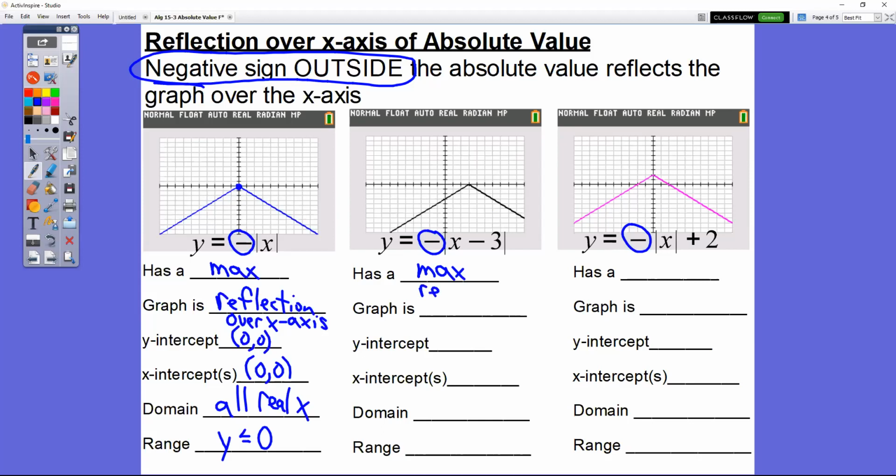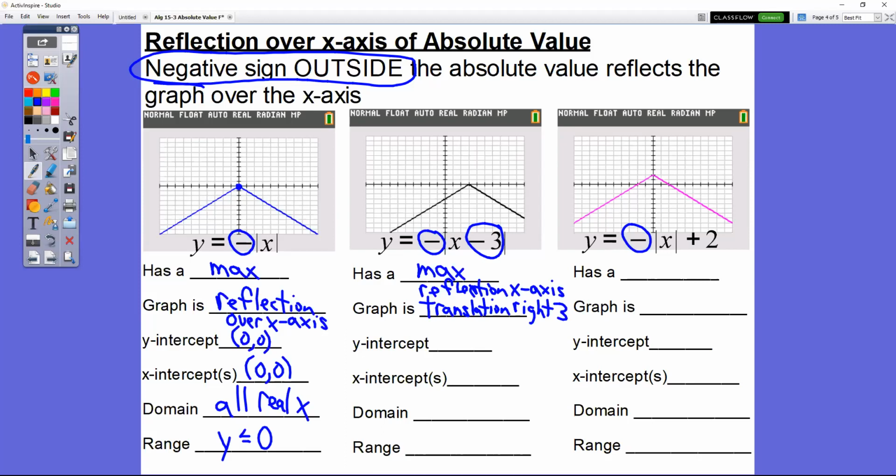The first thing that I see, because of the negative sign, is a reflection over the x-axis. But we're also subtracting just the x by 3. If we subtract just the x by 3, that means we also have a translation of right 3. So there's two different things going on here because of the negative sign outside and the -3 inside.